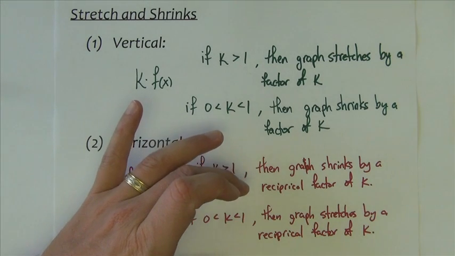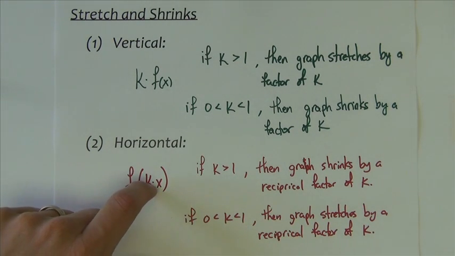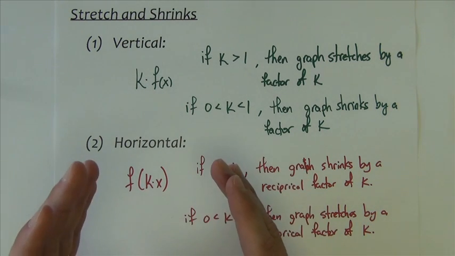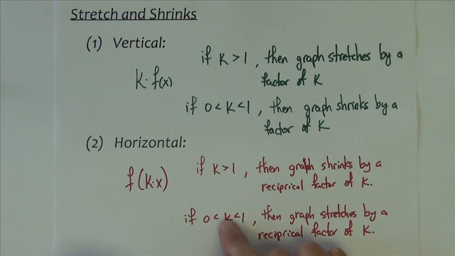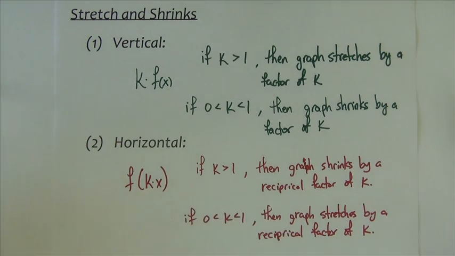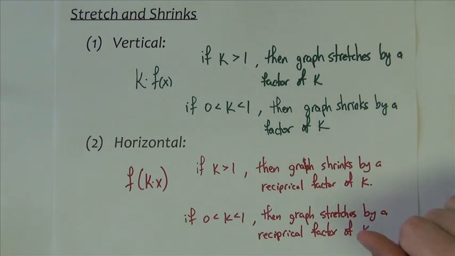And what I mean by reciprocal factors is, say k was 2, then it would shrink by half. If k was 3, it would shrink by a third. If k was something small, say k down here is 1/4 x, the graph stretches times 4, gets bigger. Always reciprocal factors for this. Okay, let's see some example problems.